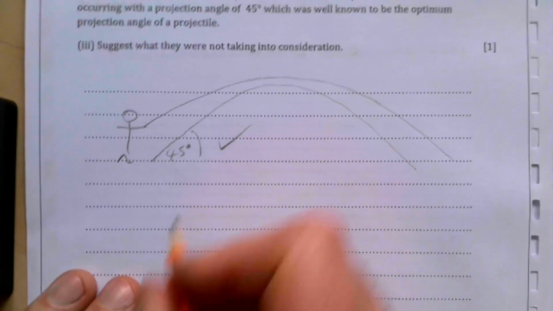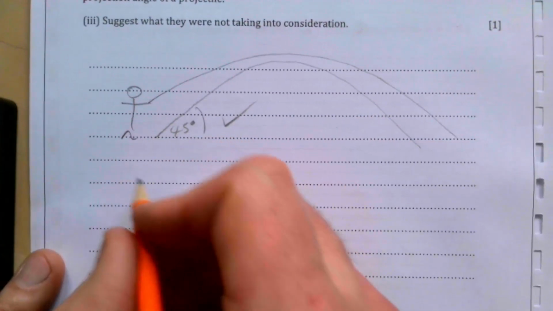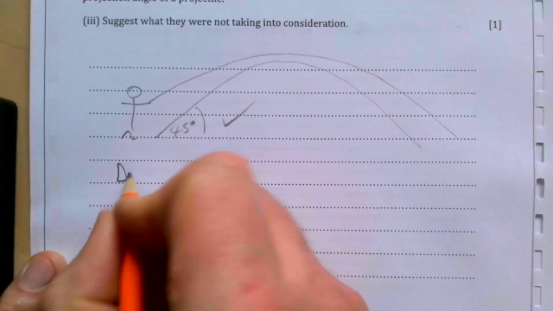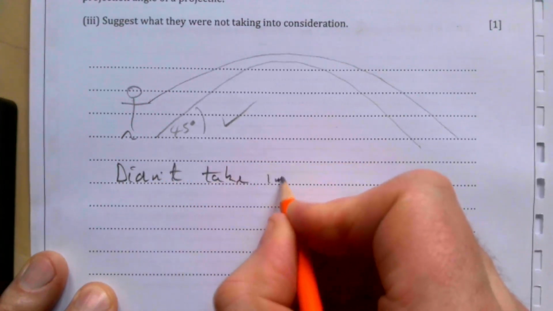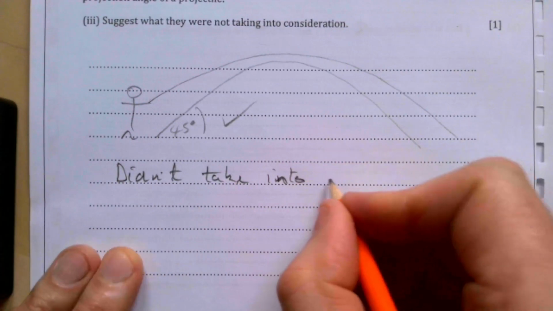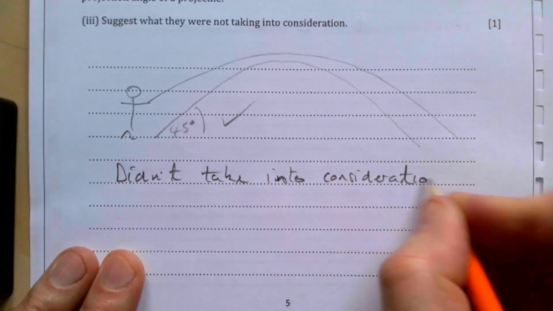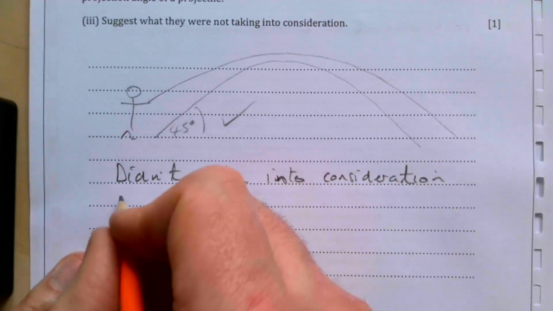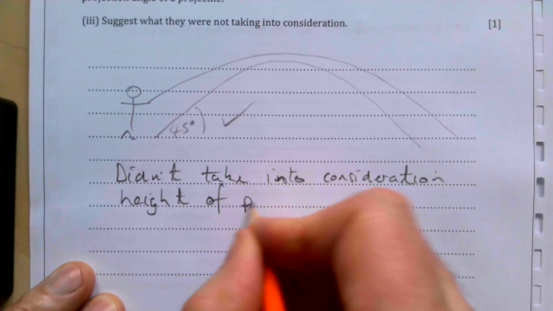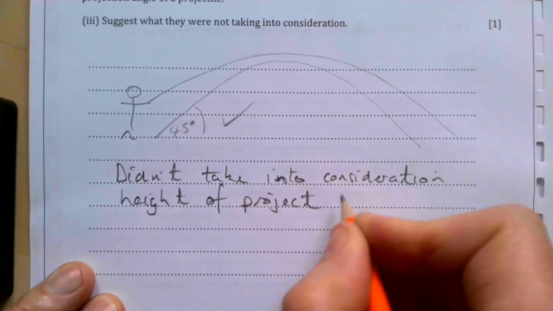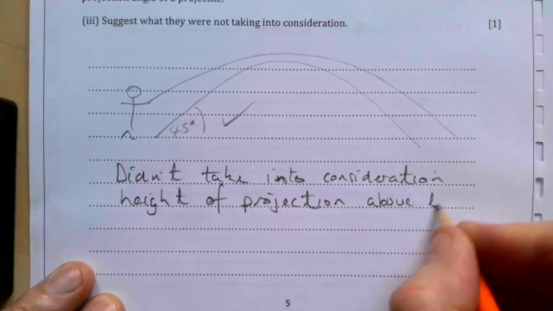So that will not get your mark. You need some sort of statement. So: they didn't take into consideration the height of projection above the ground.